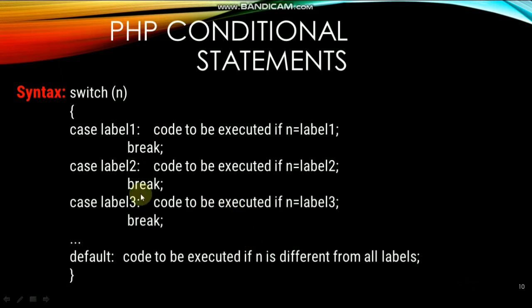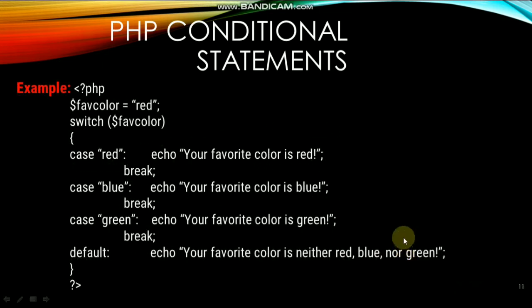Okay, so but you may have even 10 labels, 100 labels, 1000 labels, you may have multiple cases like this, but the last one should be default statement. So default is nothing but if none of these labels are true, the last default statement will be printed. Okay, so we'll see it with an example.